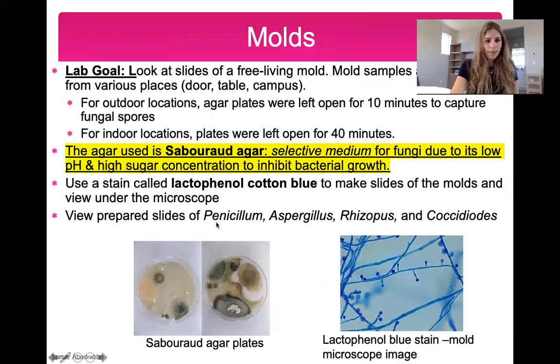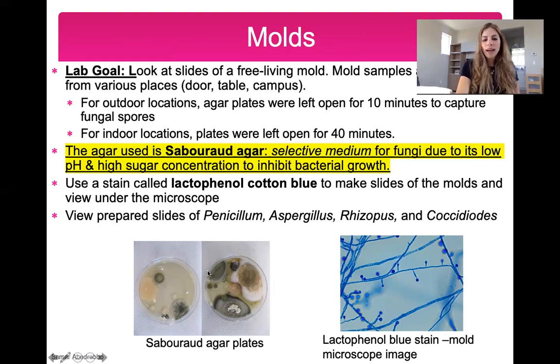Okay, so in this lab, had you been in lab, we wanted you to look at mold under the microscope. Typically we grow mold on Sabouraud agar plates, and this agar is a selective medium. Remember, medium means whatever we grow the microbe on. The medium we use for mold is Sabouraud agar, and it's selective for fungi because it has low pH, meaning it's acidic, and it has very high sugar concentration. By having low pH and high sugar, you inhibit bacterial growth. So it's selective for just fungus to grow.